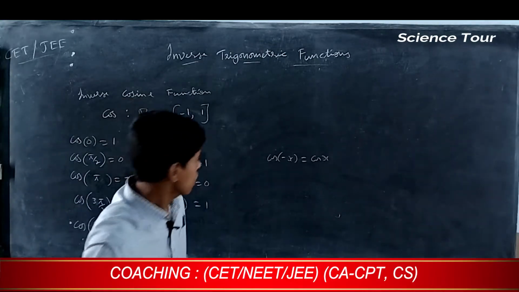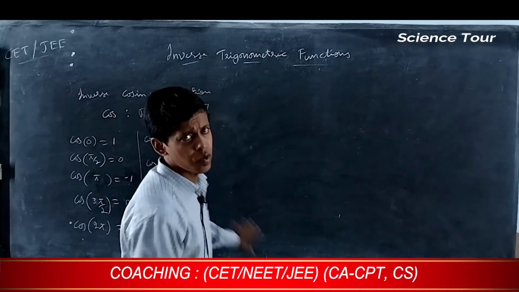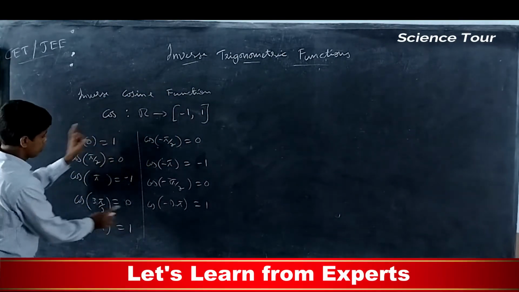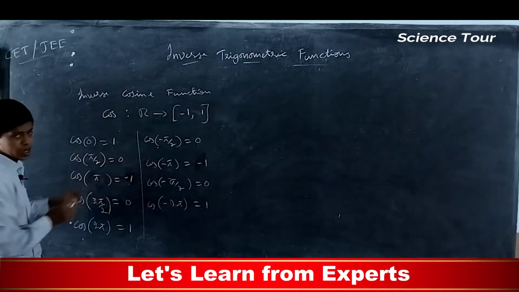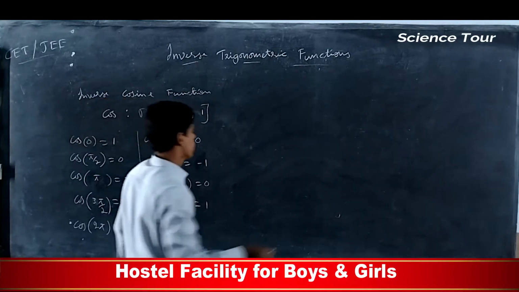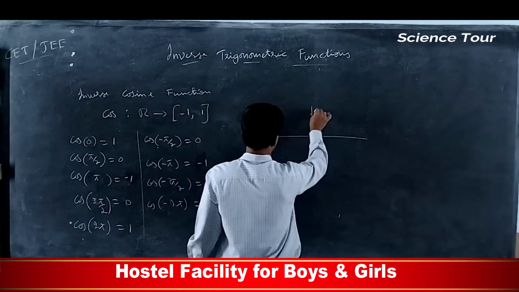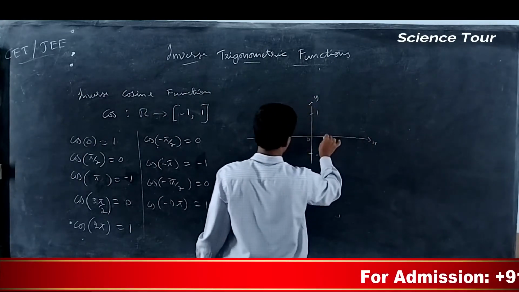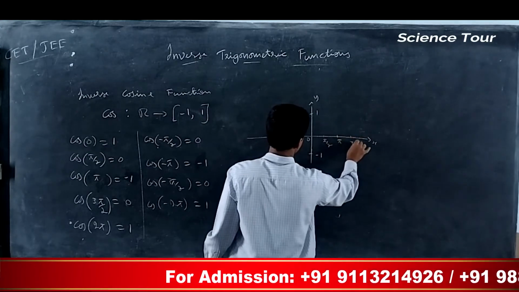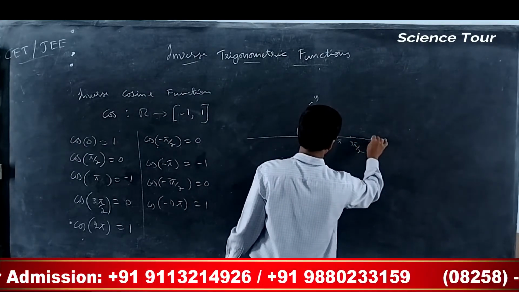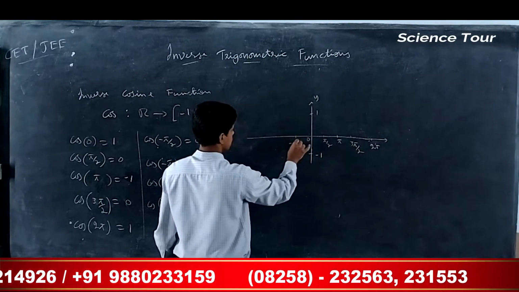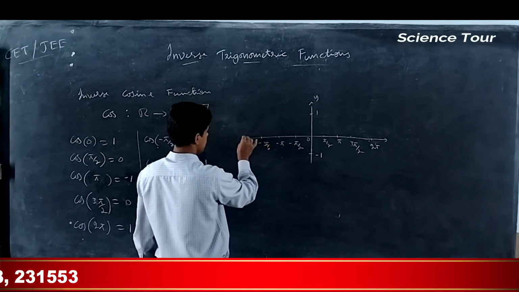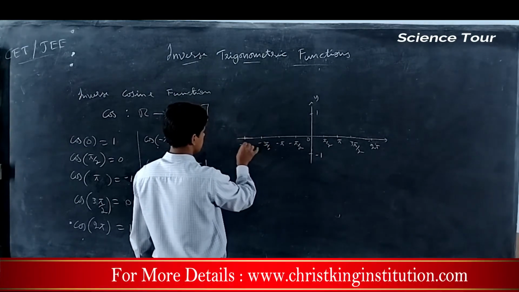Now quickly understand the graph. Again, this is not 1 1. Why not 1 1? Because you see 0 and 2 pi both go to 1. Pi by 2 and 3 pi by 2 both go to the same image. Okay, so it is not 1 1. And you have 90, 180, 270 and 360, minus 90, minus 180, minus 270 and minus 360.